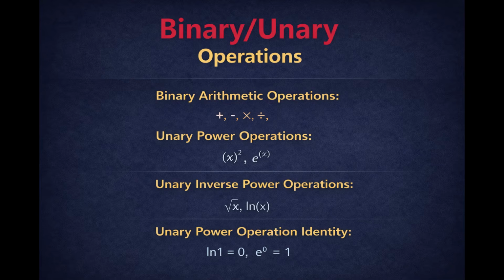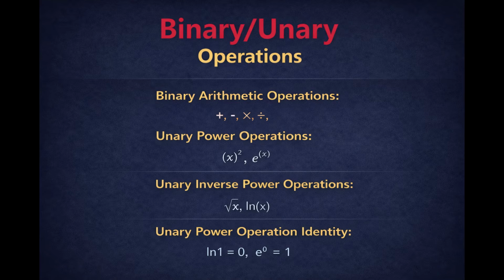This brings us to one of the most important ideas in mathematics, identity. An identity tells us what happens when an operation has no net effect. For unary power operations, the identities are beautifully simple. The natural logarithm of 1 is 0. And the exponential of 0 is 1. ln 1 is equal to 0. e to 0 is equal to 1.